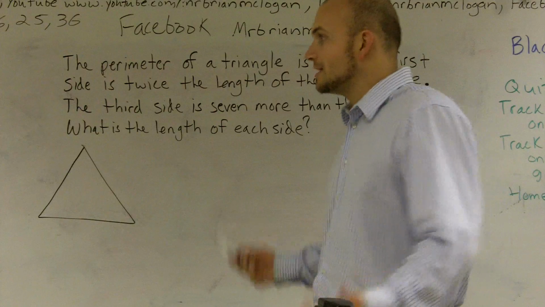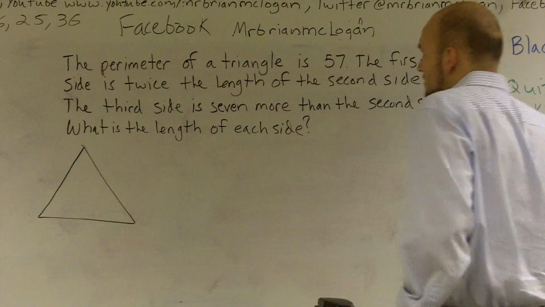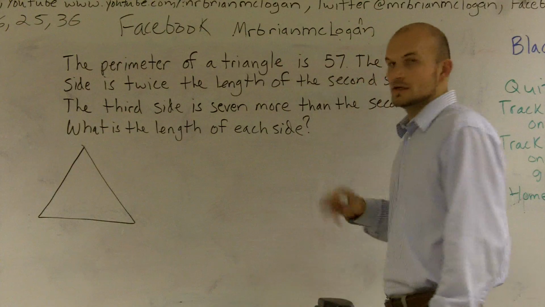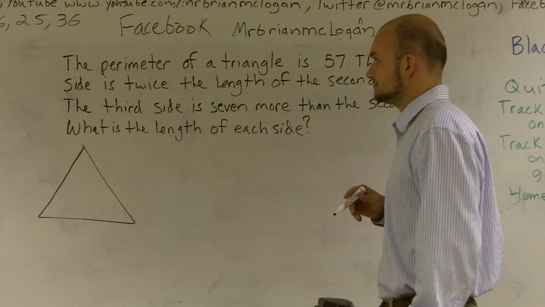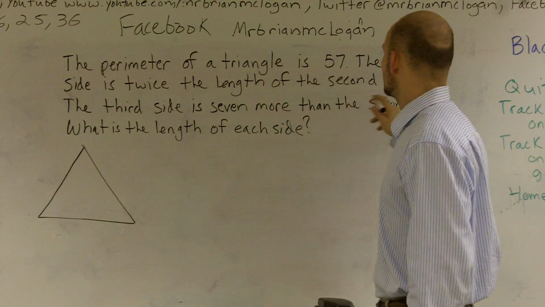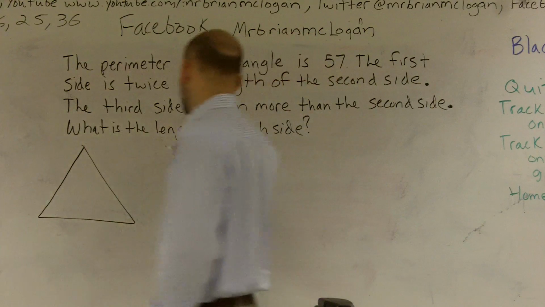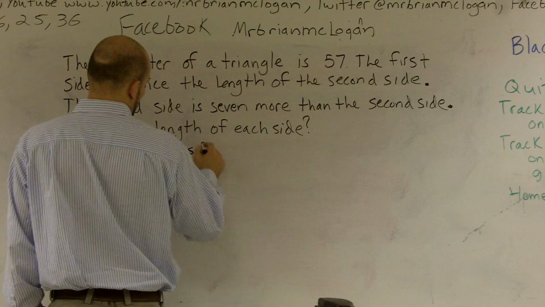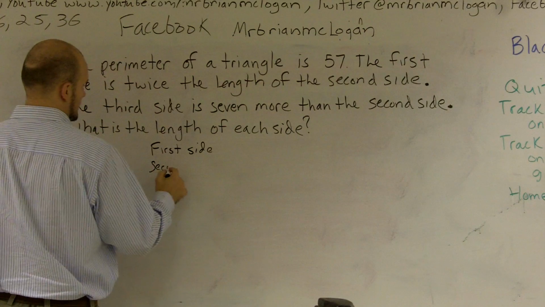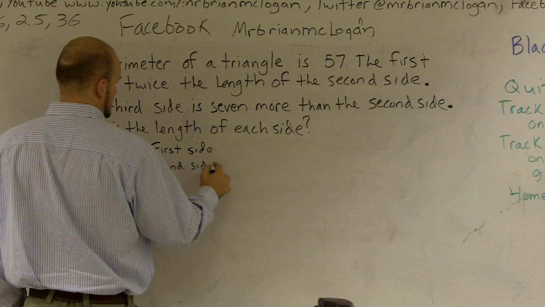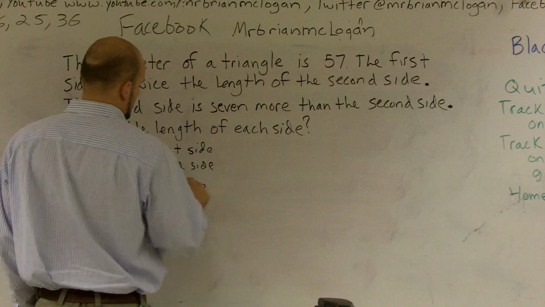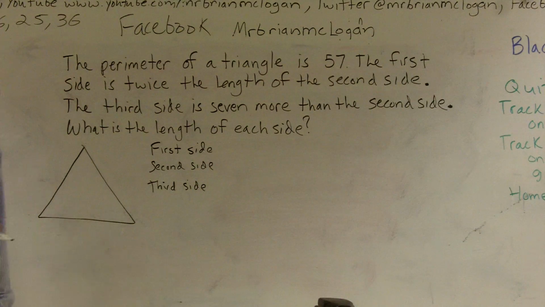The next thing you're going to want to do, after you draw a picture, is determine what the question is asking us. Well, they want us to find the length of each side. So we have 3 sides to our triangle: the first, second, and third side. I'm just going to write these out because I need to find the value of all 3 of these sides. Okay, that's the second thing we need to do.